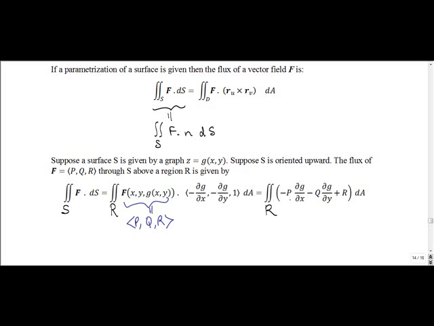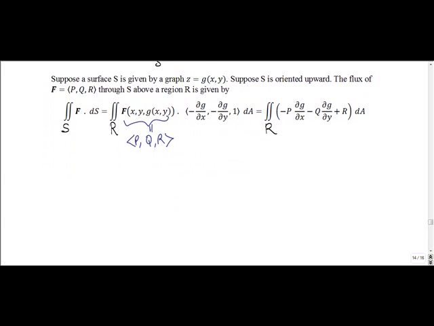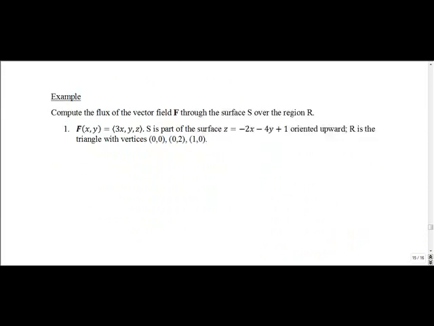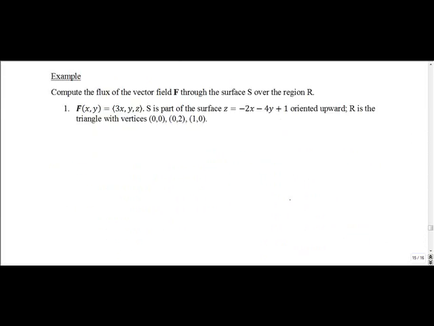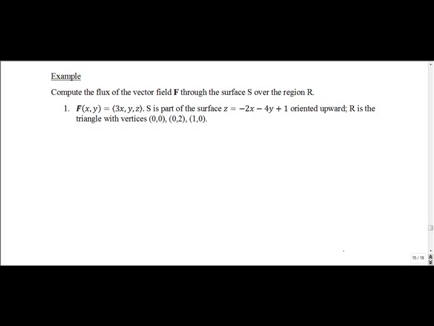So I think we're only going to do two examples, and I think I'm only going to concentrate on the second formula. Okay? All right. Compute the flux of the surface z equals minus 2x minus 4y plus 1 oriented upward. And R is the triangle of vertices (0, 0), (0, 1), (2, 1).